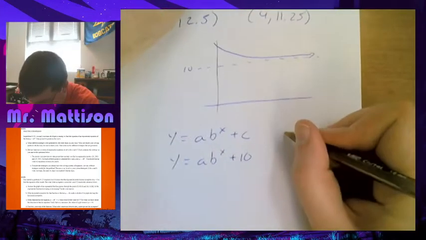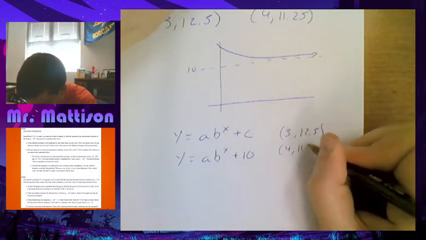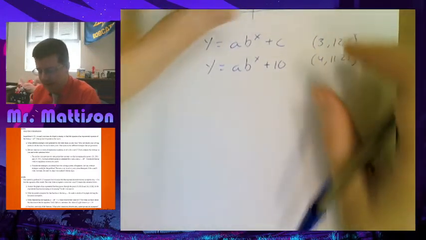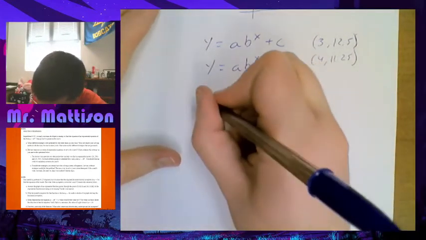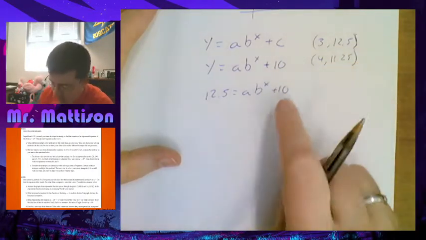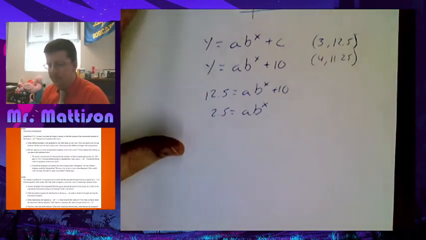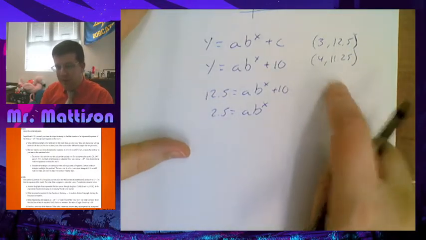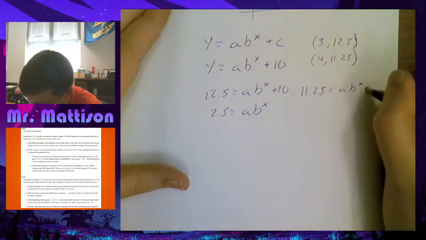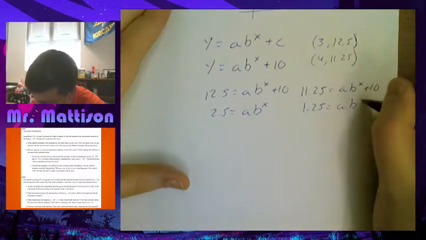I'm going to rewrite my points 3, 12.5, and 4, 11.25. All right, so if I plug the first point in, I will get 12.5 equals a times b raised to the x plus 10. So I can subtract over 10, and I get 2.5 equals a times b raised to the x. Well, now I also want to do that for my other point. So I'll get 11.25 equals a times b raised to the x plus 10. Subtract over the 10, and I get 1.25 equals a times b to the x.